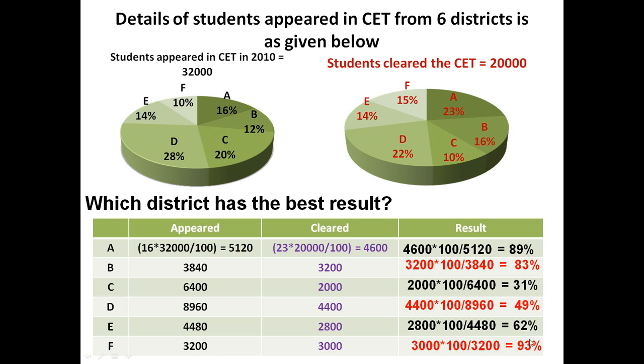If you see these 6 districts, which district is having the best result? Certainly it is district F, which is giving the best result. And which district is having the poorest result? It is district C. 31 point something is the result.